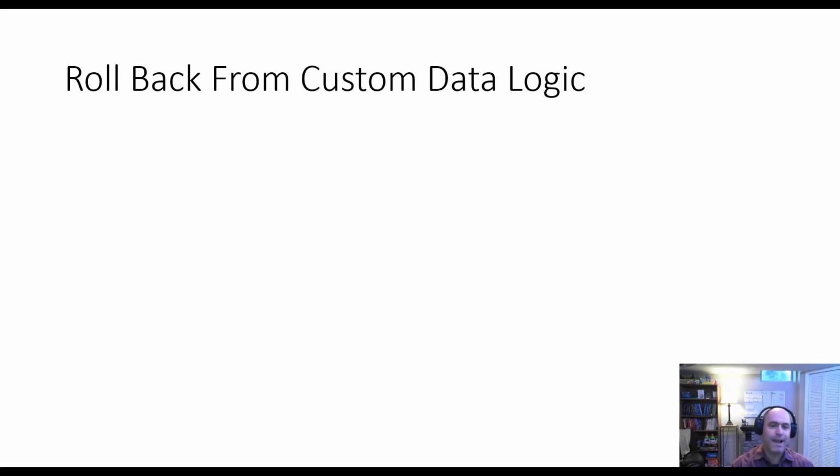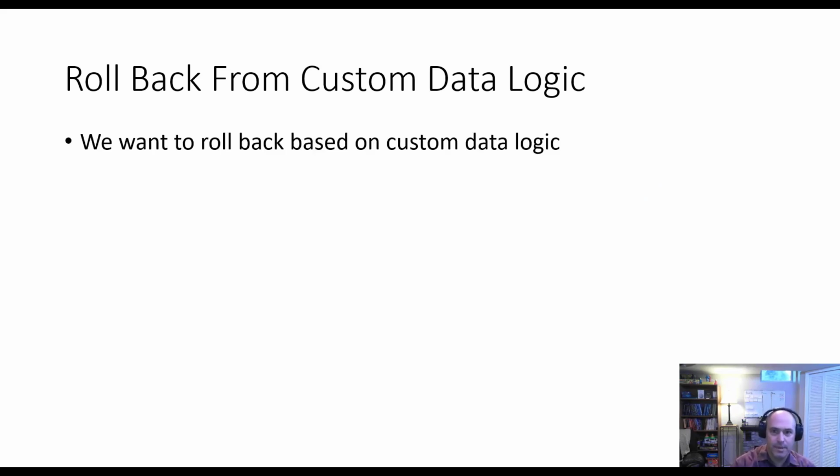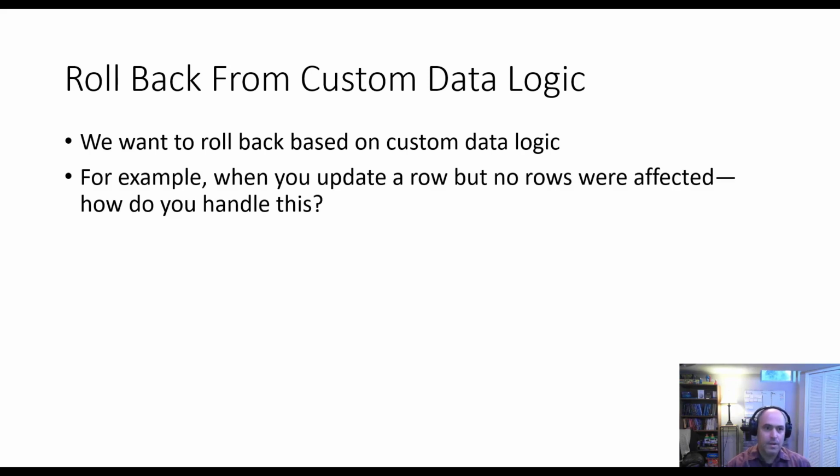All right, how do we roll back from custom data logic? For example, you might have a row that updates, but no rows were affected. Or the insert, well, the insert would always throw an error. It's mainly in the update or the delete or the select statement where there's 0 rows affected, where you need to handle custom data logic.